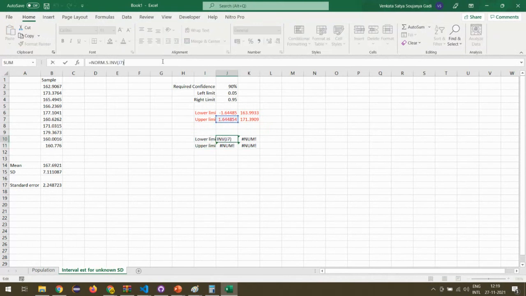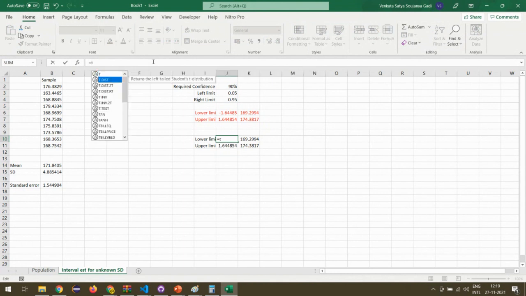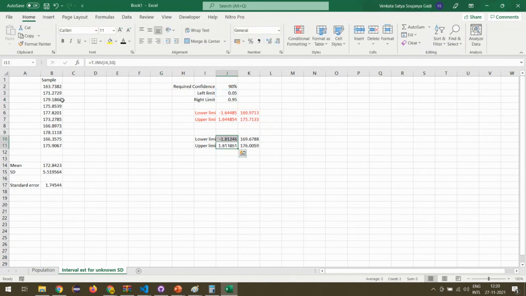Okay, we used normal distribution before, but I don't want to use normal distribution. I want to use t distribution, right? So we use the inverse of the t. We have to tell the probability, which we know, and also the degree of freedom. The degree of freedom here is the number of sample elements we are taking, which is 10. So we put 10, and we copy down.